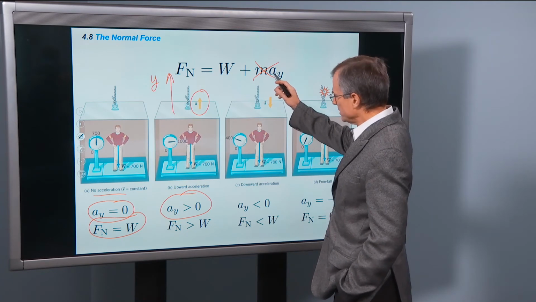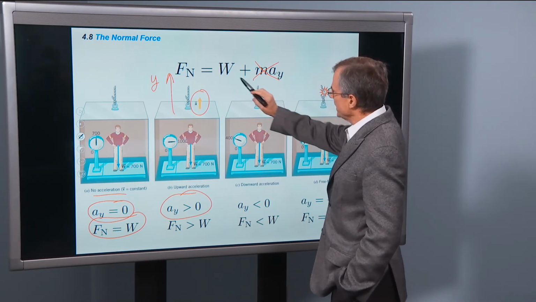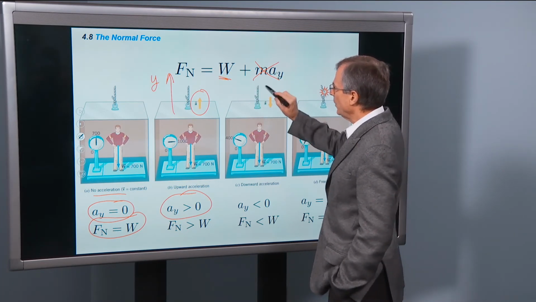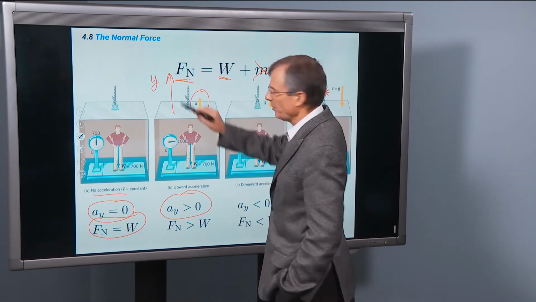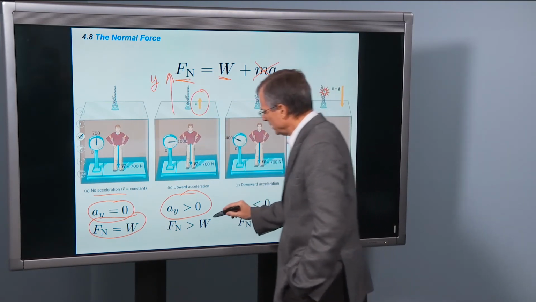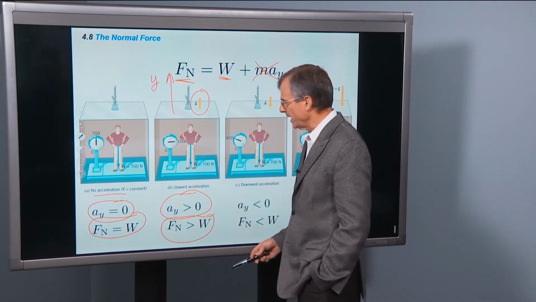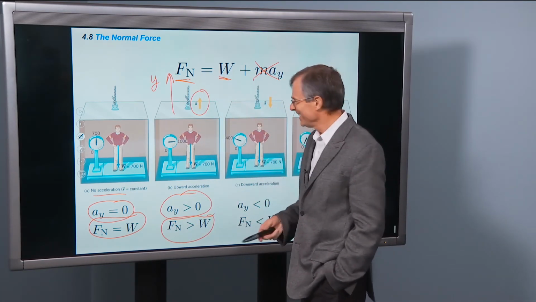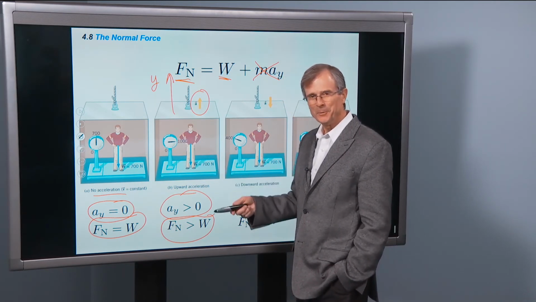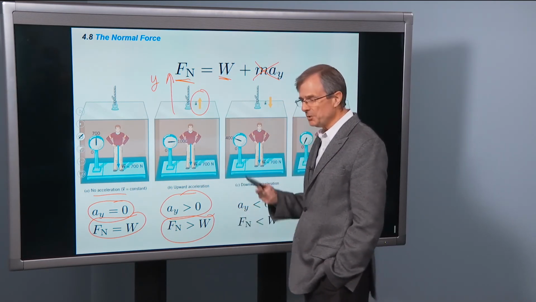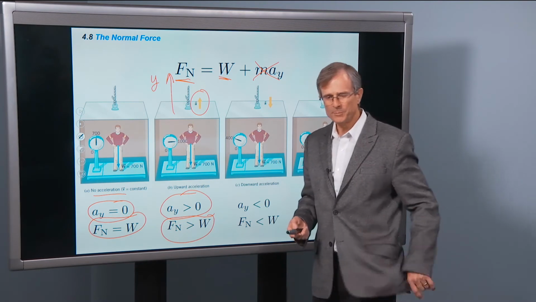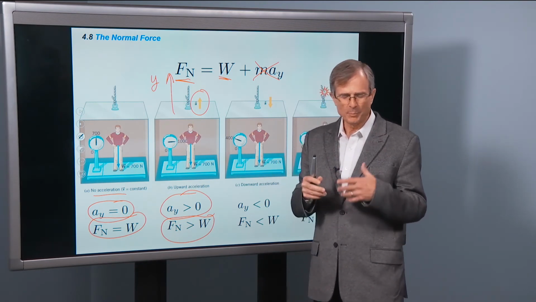If this is greater than 0 now, then that says you're going to add something to the weight and the normal force will be greater than the weight. So the normal force is greater than the weight, or your apparent weight, aka your reading on the scale, will be greater than your actual weight. And you can go do this experiment, although I'm sure you can appreciate what will happen.